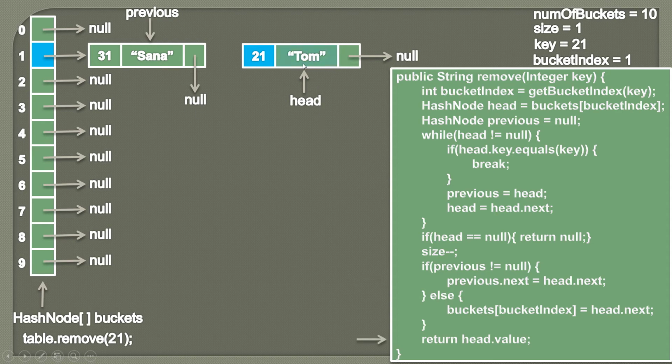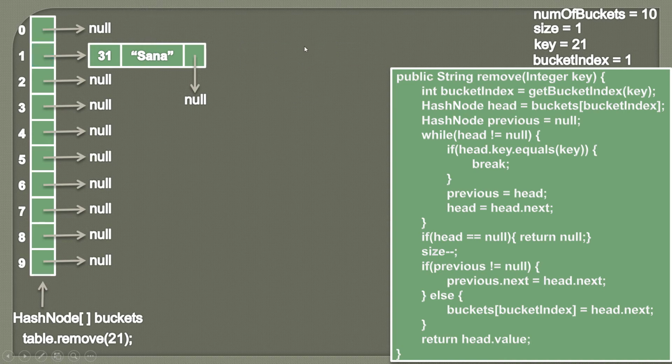We will return the value Tom, and this node will be removed from the hash table.